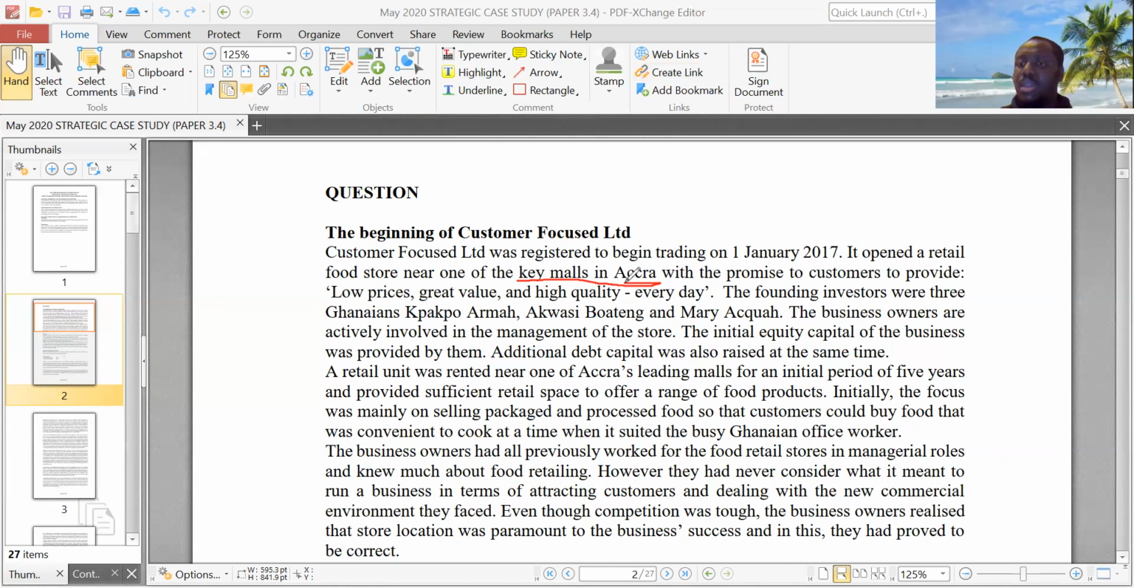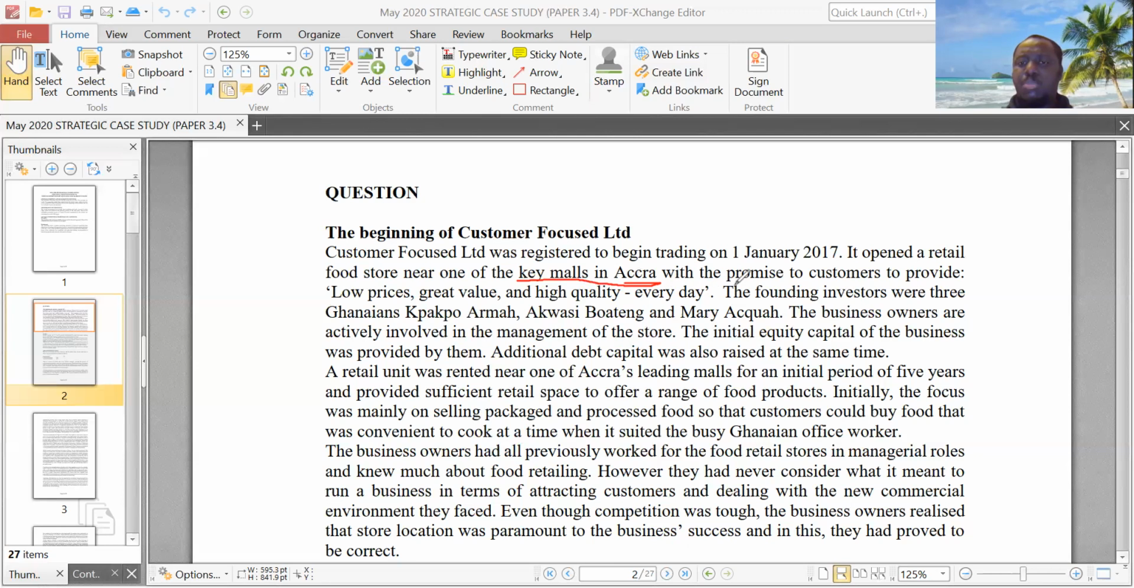So the pro, or the advantage, is that they're at a good location because they are near one of the key malls in Accra. The disadvantage, or the flip side, could be the rent that they are going to be paying and how that is going to affect their P&L, as well as the fact that when you are close to key malls, one of the things you could experience is high competition. So that's something to think about.